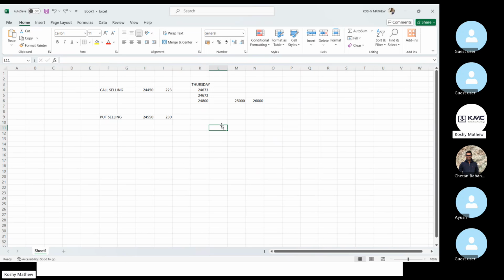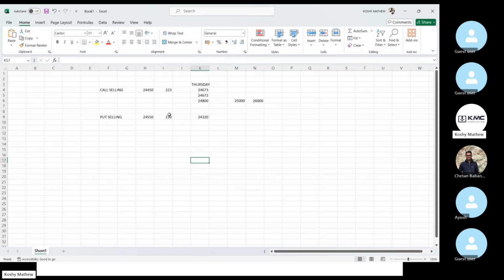24,673. He makes a profit. Put selling means I'm expecting the market to go up, right? But what is the buyer expecting? The put buyer is expecting the market to go down. So 24,550 minus 230. The put seller has a cushion till how much? 24,320. That means by expiry, if Nifty doesn't go below 24,320, the put seller is making a profit.